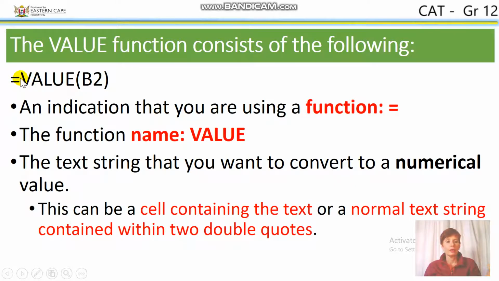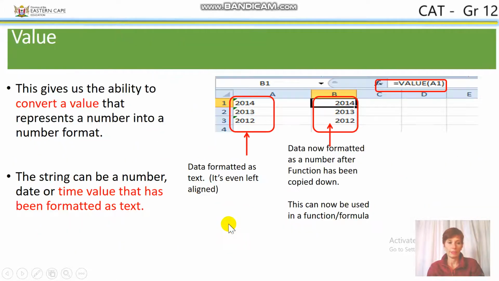Okay, so if I can recap here quickly, the equal sign shows me it's a function. The word value is the function name, and then the text string that you want to convert to a numerical value. This can be a cell containing text or a numerical text string contained within quotes. So we're going to look at an example of how we convert something that's in quotes. The value function gives us the ability to convert a value that represents a number into a number format.